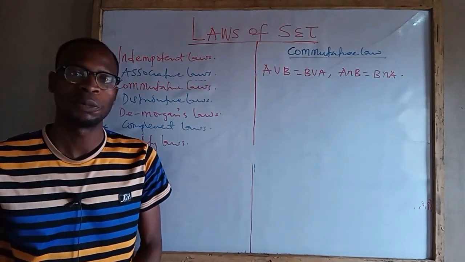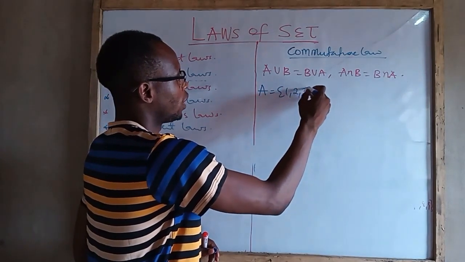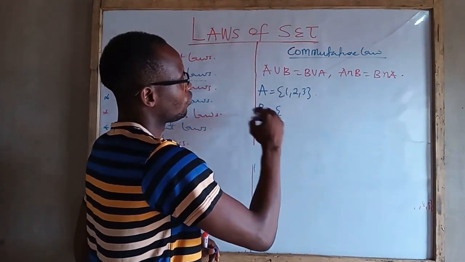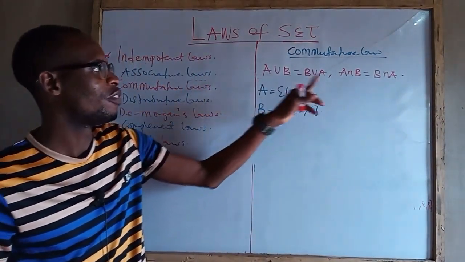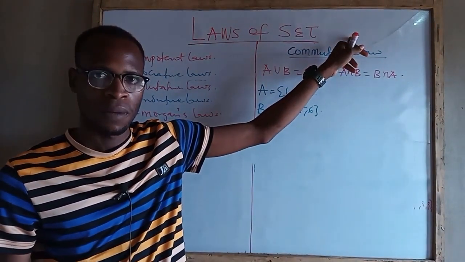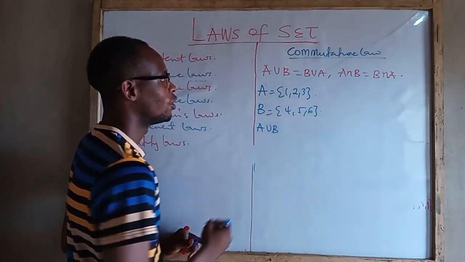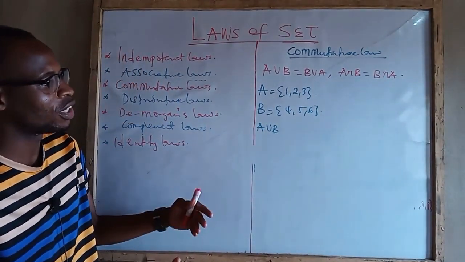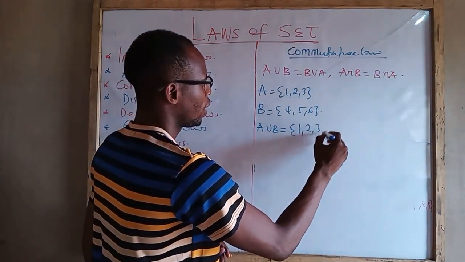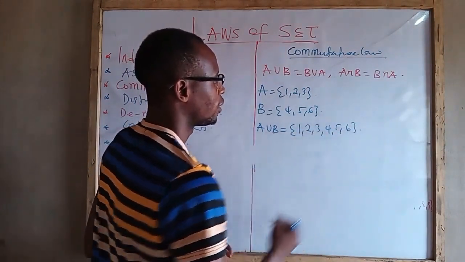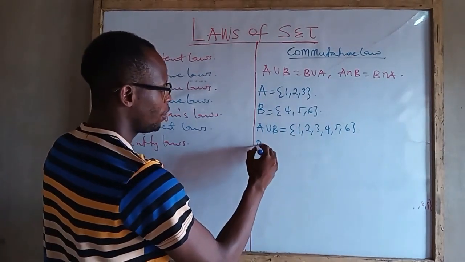So let us verify this with a simple problem as well. When we have A to be 1, 2, and 3, and we have B to be 4, 5, and 6. So we want to verify this according to commutative what? Law. Are we together? So therefore, A union B, I'm taking the one on the left hand side first. It means you are combining A and B together without repetition. Now, we have 1, 2, 3, 4, 5, and what? 6.